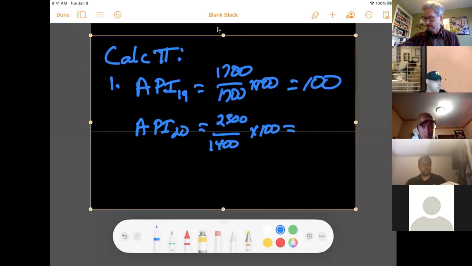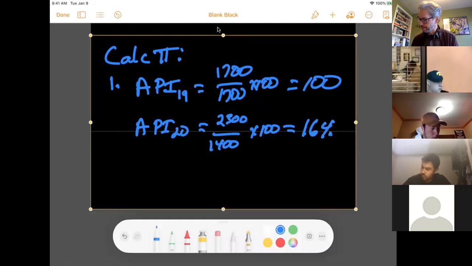Okay, somehow I didn't write this down. Get out our calculator. 2,300 divided by 1,400 is 164.3. Okay, that's our aggregate price index in 2019 and 2020.